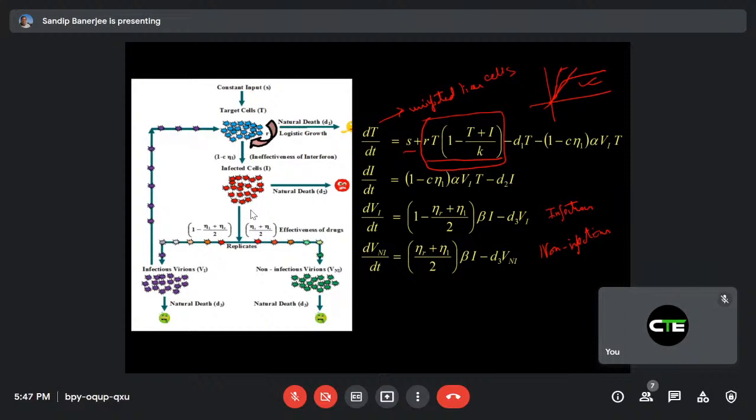So you have to choose the function properly, so that it represents the actual biological scenario that you are trying to capture. Now, whenever there is a growth, there will be a death. So this minus D1T is the death of the uninfected liver cells. Similarly, this is the death of the infected liver cell. This is the death of the infectious virus. This is the death of the non-infectious virus.